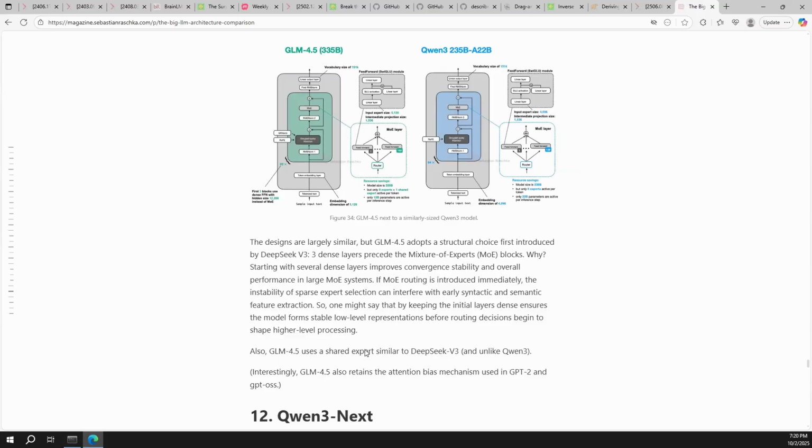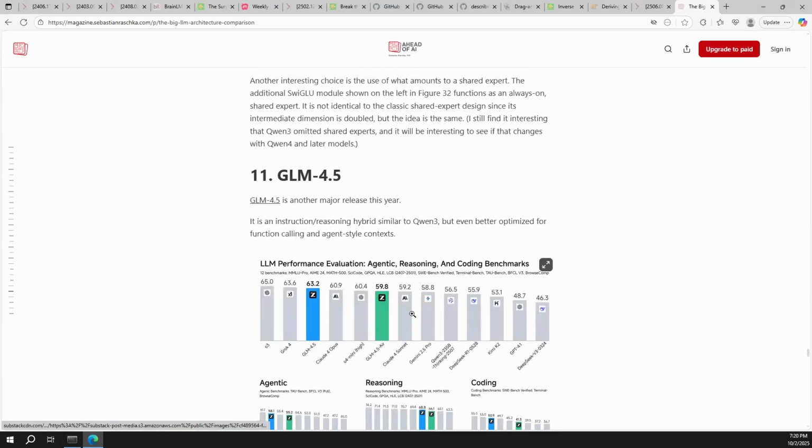They say GLM does have the shared expert that DeepSeek has that Qwen 3 doesn't have, but that shared expert may come back, we'll see in the future. And they say GLM 4.5 does use this attention bias mechanism. He says it was used in GPT-2 and GPT-OSS. I do not remember GPT-2 having an attention bias mechanism. Any comments or questions about GLM?